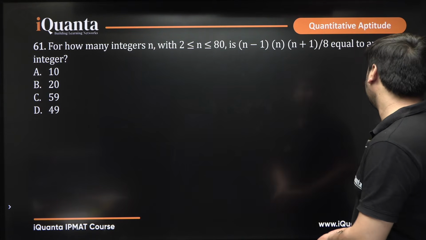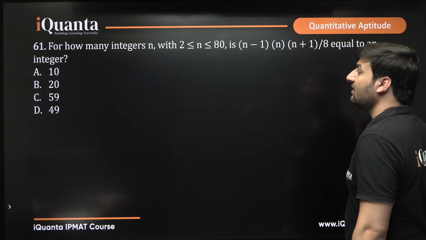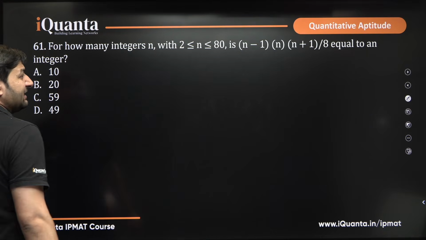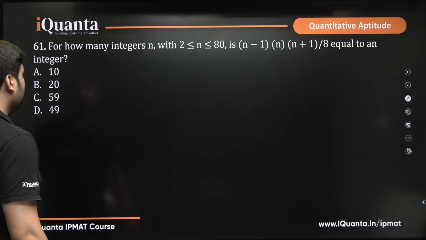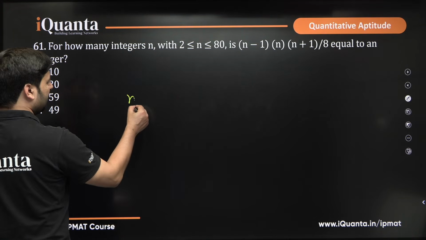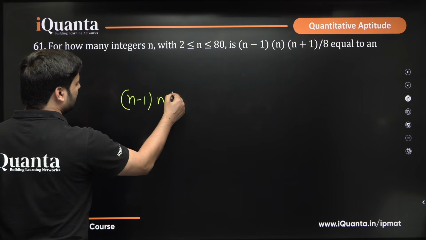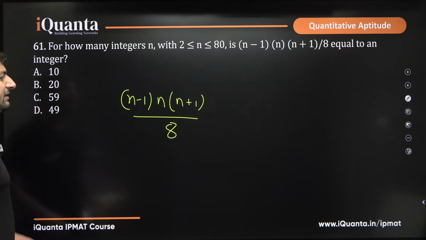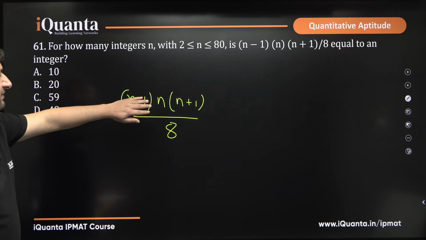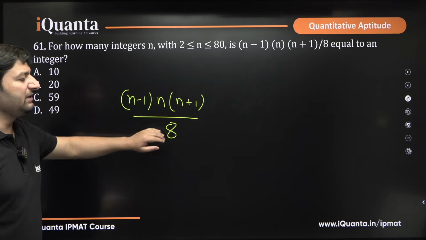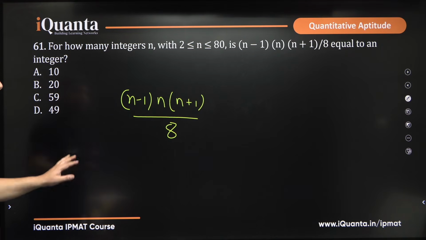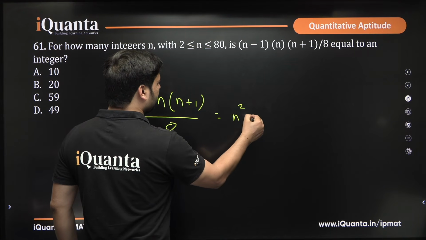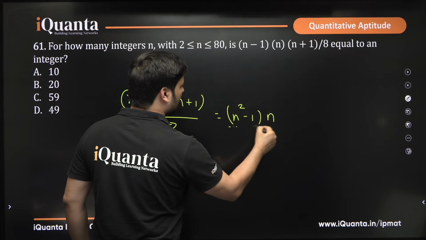Now, let us talk about this particular question. For how many integers n, with n between 2 and 80, is (n minus 1) into (n plus 1) divided by 8 equal to an integer? So, (n minus 1)(n plus 1) divided by 8 must be an integer. This will give us an integer when the numerator is completely divisible by 8, yes or no? We have (n minus 1)(n plus 1), so can I write it as (n square minus 1) into n upon 8?